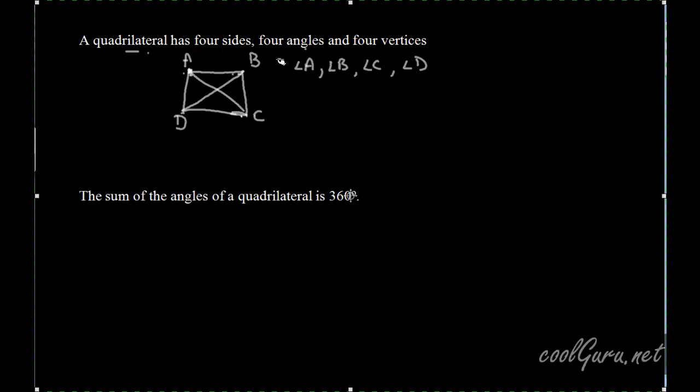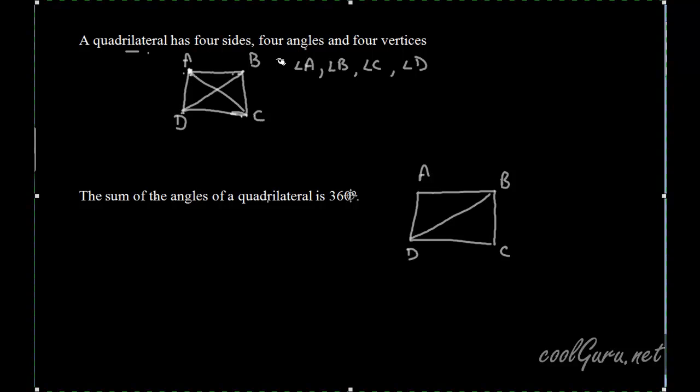And also this is a property of a quadrilateral, that in a quadrilateral the sum of interior angles is 360 degrees. This we can verify by dividing the quadrilateral into two triangles. A, B, C, D is a quadrilateral. We can divide this into two triangles by joining B and D.